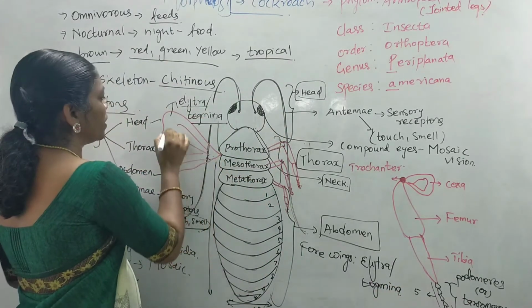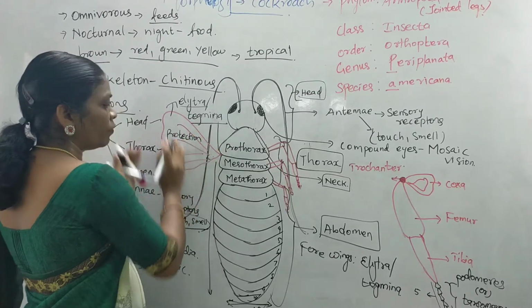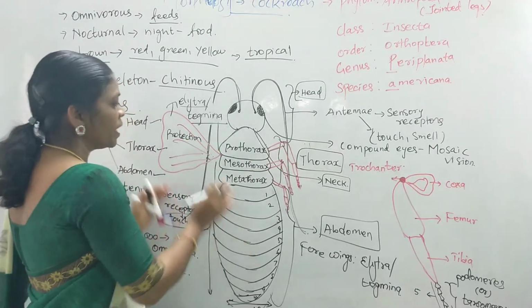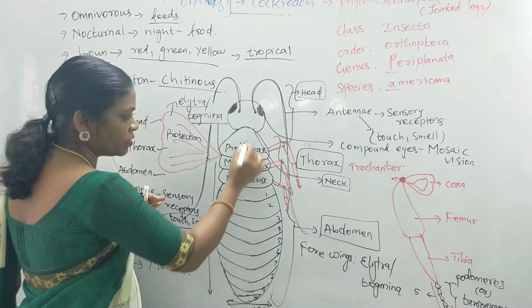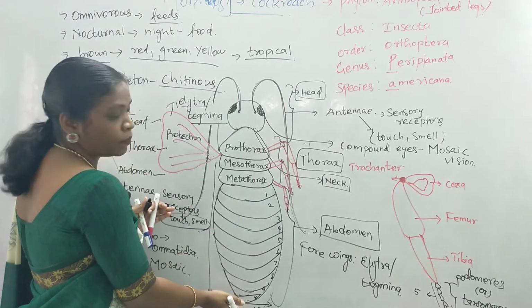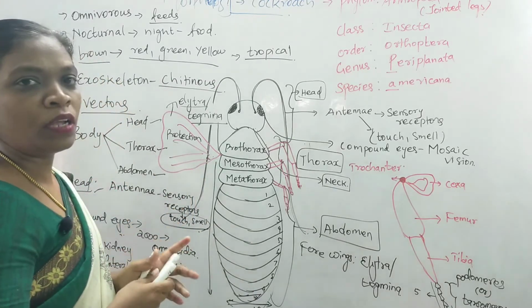What is the function of the forewings? They give protection. When the organism is at rest, the forewings cover the body of the organism. In most cases, the forewings extend beyond the abdomen, as you can see in cockroaches. So the function of the forewings is only protection.